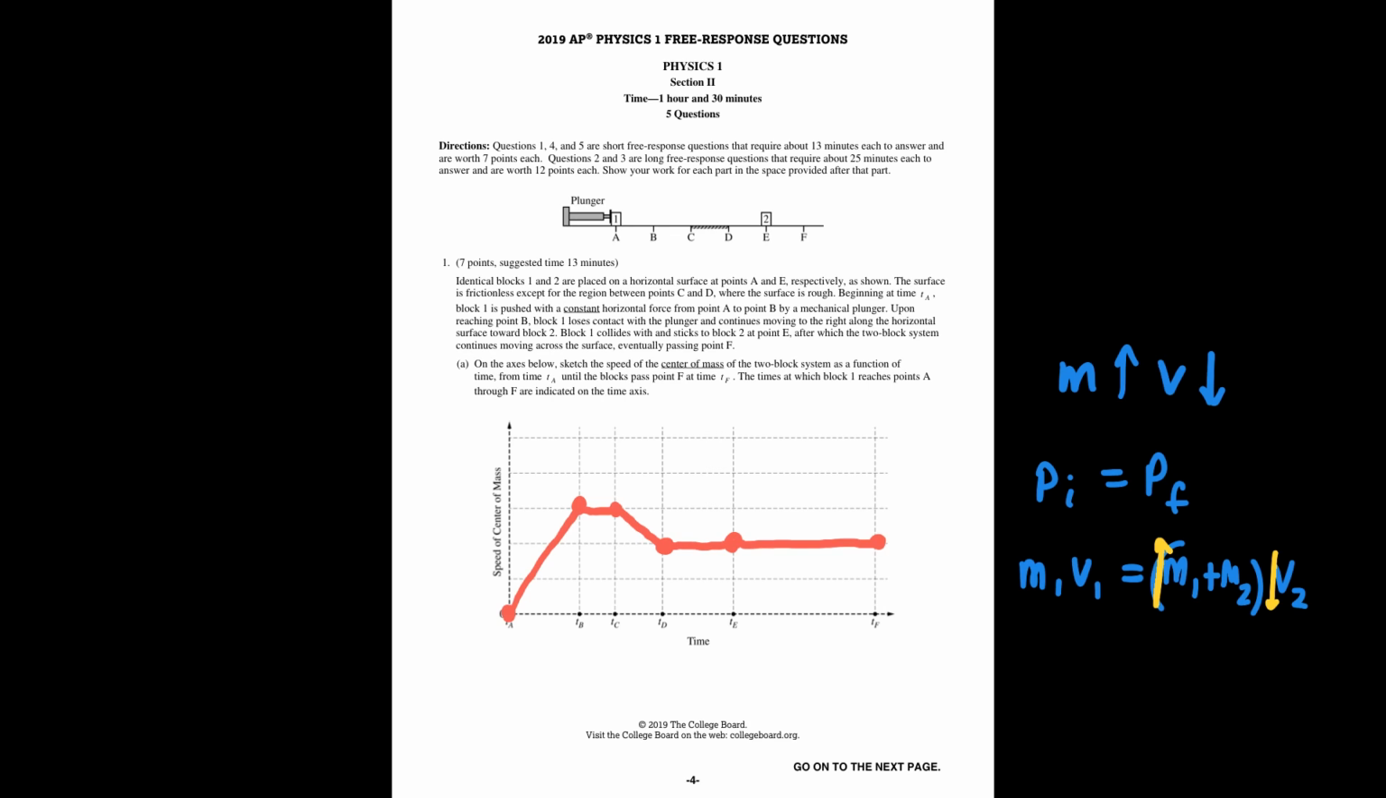If they only ask me to plot the speed of block 1, then the first 4 segments of my graph would be the same. And after those first 4 segments are done, we should expect that the speed drops off to about half the value, because the mass doubled, so the speed would go down by half. But I think for full points, we would want to draw the red line that I've drawn.